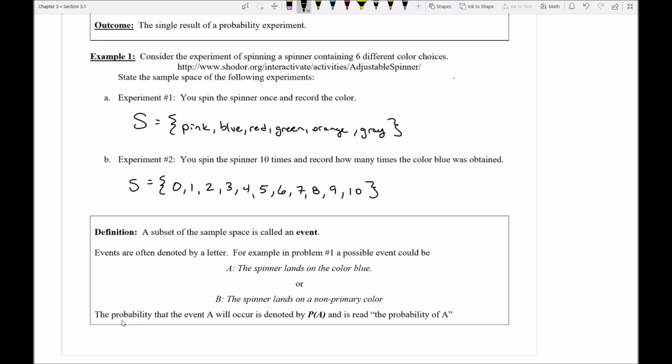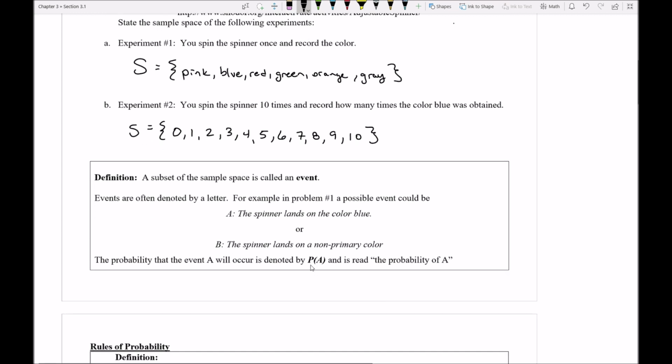Now when we talk about the probability that an event A will occur, we're going to denote that using this notation, much like function notation in an algebra class, where P stands for probability, and then I find the probability of A, where A is the spinner lands on the color blue. So I would read that as the probability of A actually occurring.